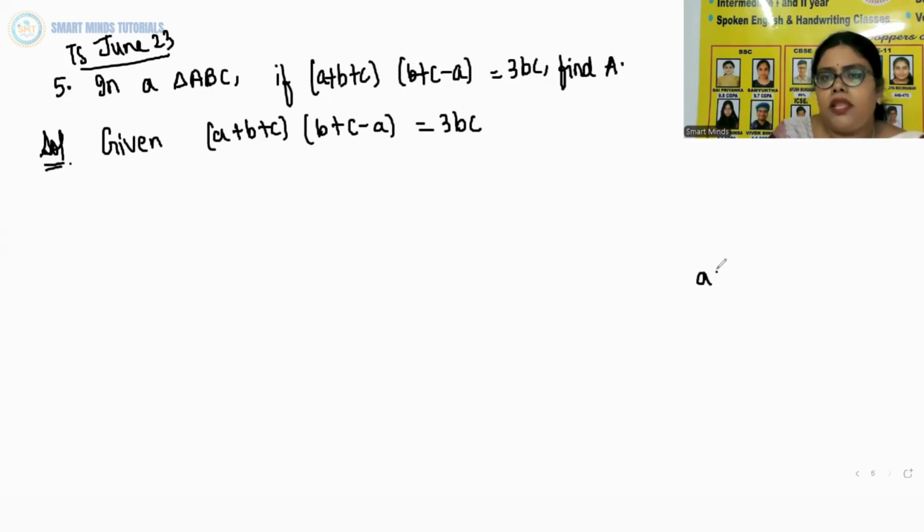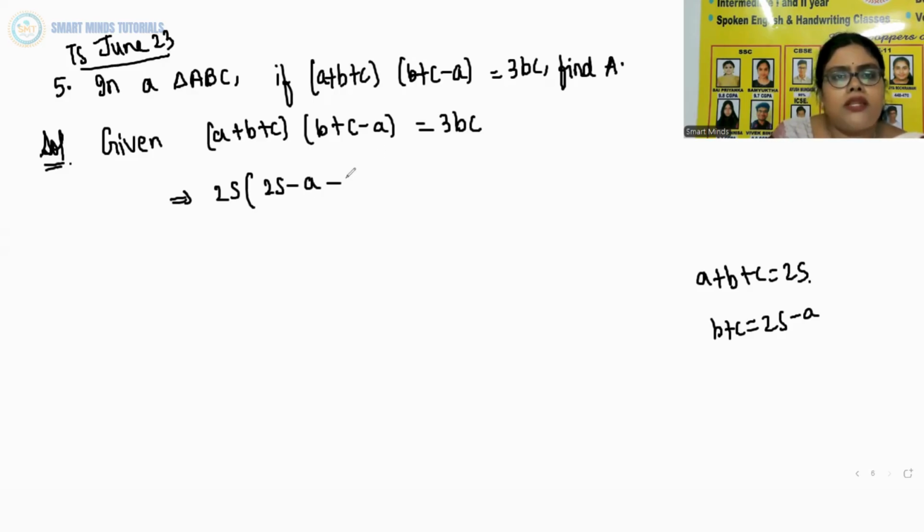See, we know that a plus b plus c is equal to 2S. So we can write b plus c as 2S minus a. Now you see the first bracket is a plus b plus c, we can directly write it as 2S. In the second bracket you have b plus c, we can write it as 2S minus a, and one more minus a is given. That is equal to 3bc. So 2S into (2S minus 2a) is equal to 3bc.